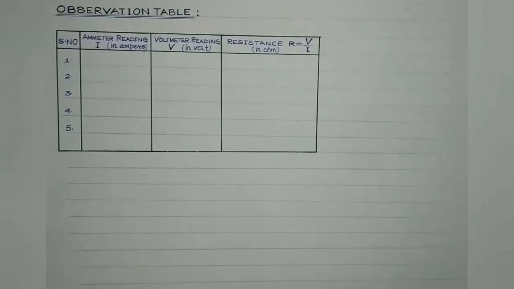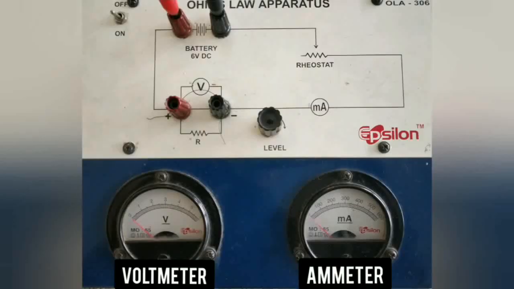Students, in the Ohm's law apparatus, we need to rotate the lever of the rheostat either clockwise or anti-clockwise in steps and note down the ammeter reading and the corresponding voltmeter reading every time. So let's take about 4-5 observations. Let us note down the least count and the zero error, if any, of the voltmeter and the milliammeter.